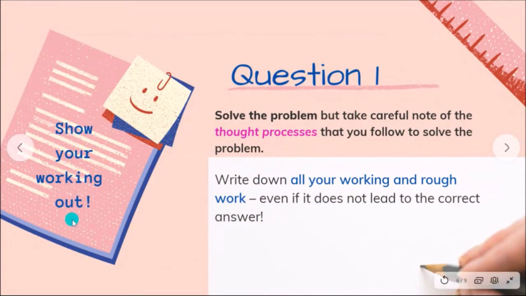And you might remember your teachers in school saying, show your working out. Well, it's part of the ICE task to show your working out. So question 1, or the first part of the ICE task, is to solve the problem, taking careful note of your thought processes that you followed. You need to write down all your working out, all your rough work. So you are showing on paper your thought processes, even if it doesn't get you to the correct answer.